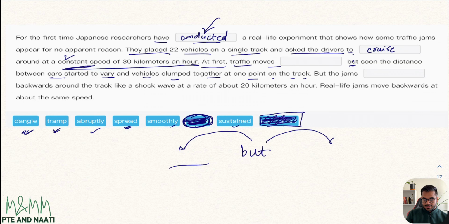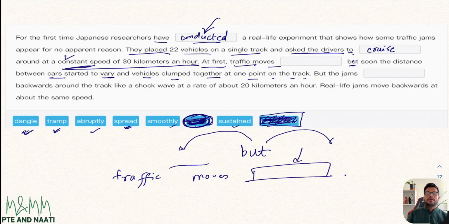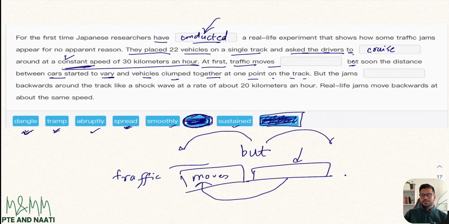Now, it says traffic. Now understand this part. It says traffic moves dash. So the blank that I'm having over here, it is going to modify my verb. Traffic moves dash. How does the traffic move? So we need a word which is modifying my verb. Now, if you know the definition of adverb, that is exactly that. Adverb is something which modifies an adjective or a verb. So here, what I'm missing is an adverb. Now, an easier way to identify what is an adverb are usually the words that end with ly.